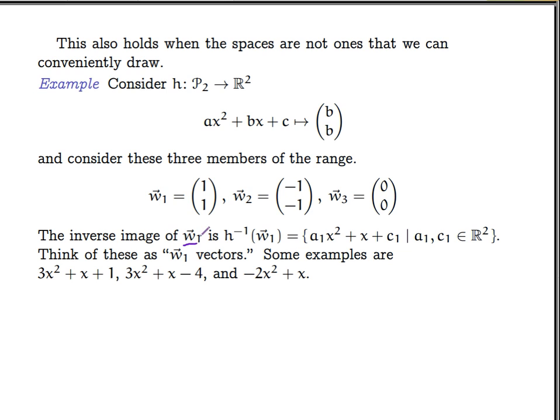Now, what's the inverse image of this first vector here? Well, notice that the mapping does not depend on a or c. So any polynomial that's ax squared plus x plus c will map to W1. Any polynomial that's ax squared minus x plus c will map to W2. Any polynomial that's ax squared plus 0 plus c will map to W3. So here are some examples of vectors that map to W1.